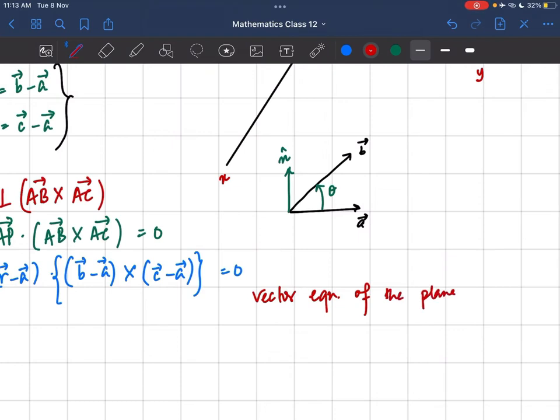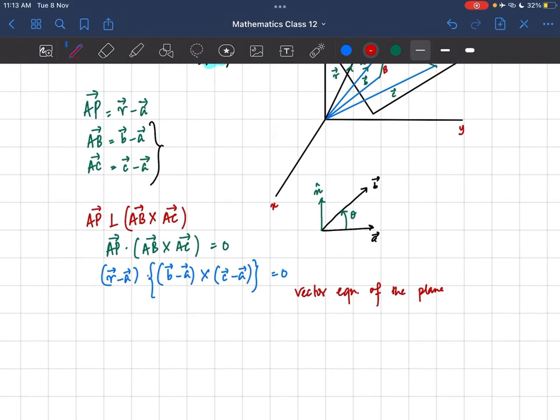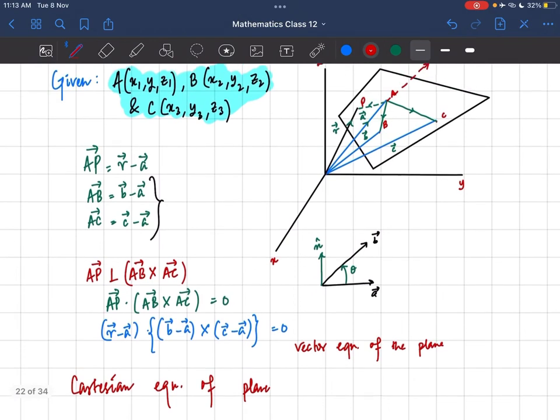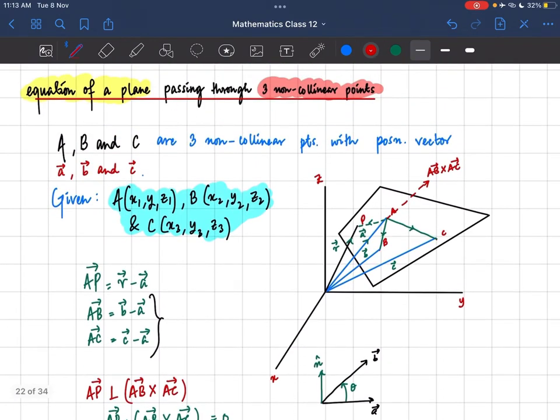Now for the Cartesian equation of the plane, what we're going to do is, we already know the coordinates. We know the coordinates of A are x1, y1, z1. The coordinates of B are x2, y2, z2. The coordinates of C are x3, y3, z3. And the coordinates of P, we know that that's a general point, so it will be x, y, z.